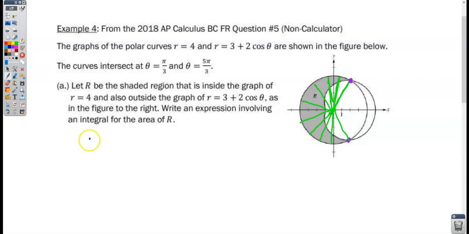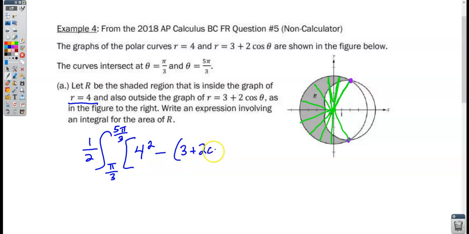So this is going to be 1/2 times the integral from the first intersection point to the second intersection point of the outer curve, which is 4. If you look at all these lines going away from the pole, 4 is further away from the origin in all of them, so 4 squared, minus the quantity 3 plus 2 cosine of theta, quantity squared, d theta.